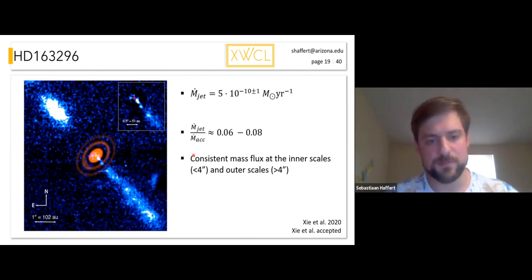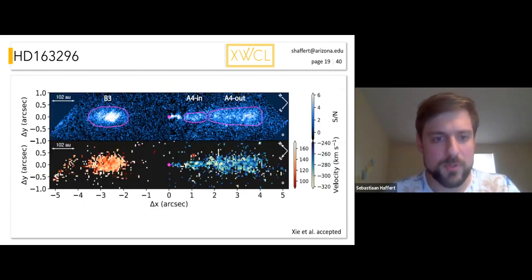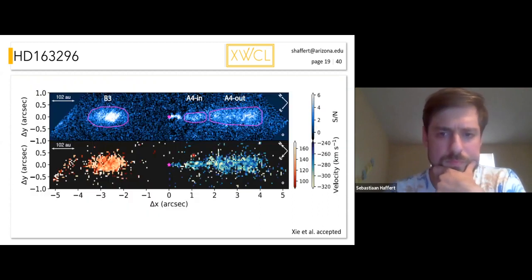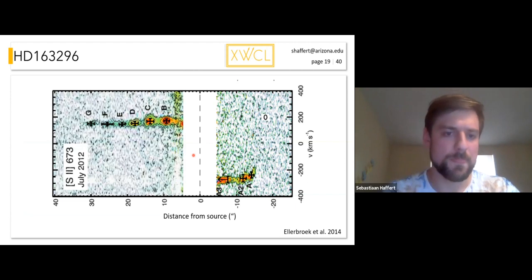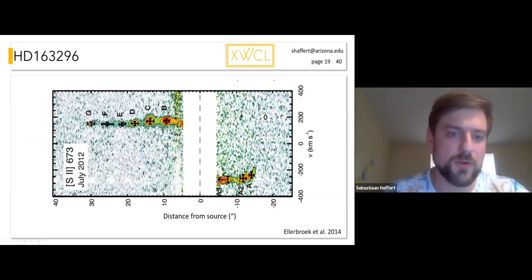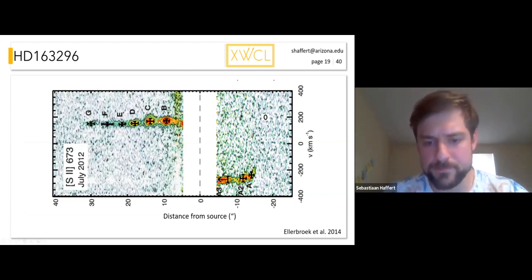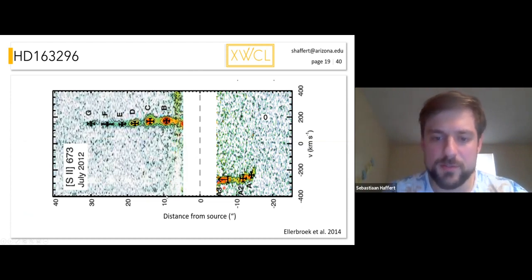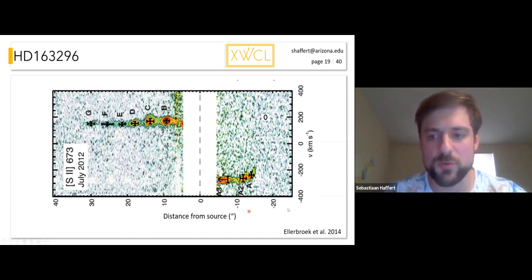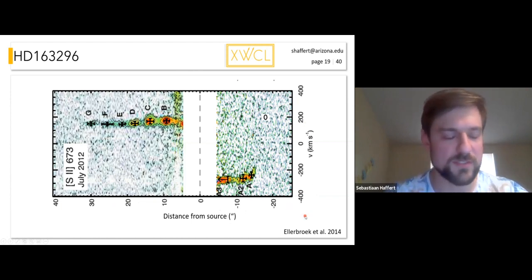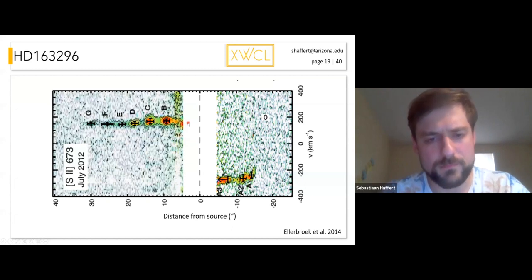And this is consistent with earlier observations that looked at larger scales. So in Ellerbroek et al. in 2014, they've shown the outflow. So here you can see the jet in H-alpha. On the horizontal axis, we have the distance from the source, and on the y-axis, you see the velocity. And you can see here these jets coming out.